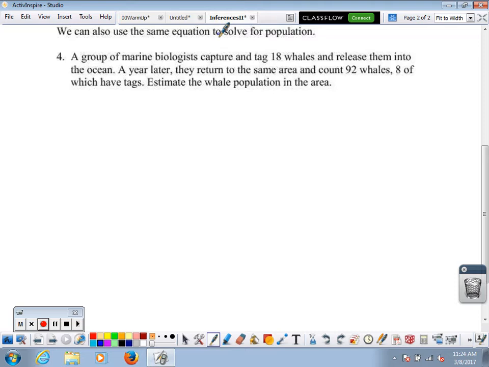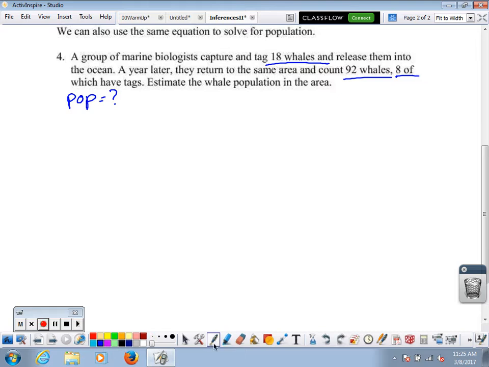So a group of marine biologists capture and tag 18 whales and release them into the ocean. A year later, they return to the same area and count 92 whales, 8 of which have tags. We want to estimate the whale population in the area. Well, our population this time is what we're trying to find. So what we have are the 18 whales that they captured, tagged, and released. We have the 92 whales that they counted later on, and they have the 8 with tags.